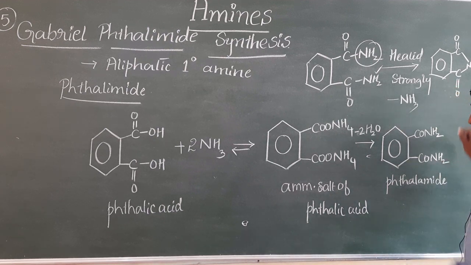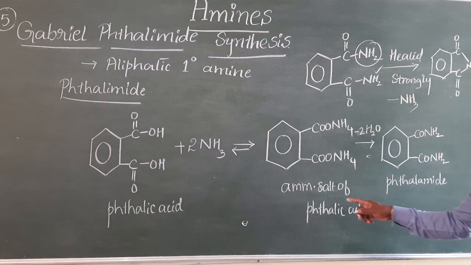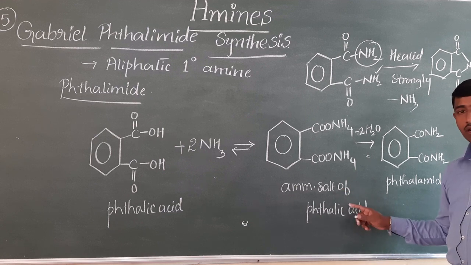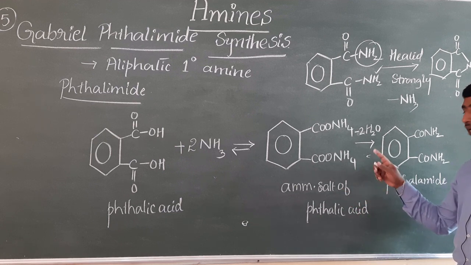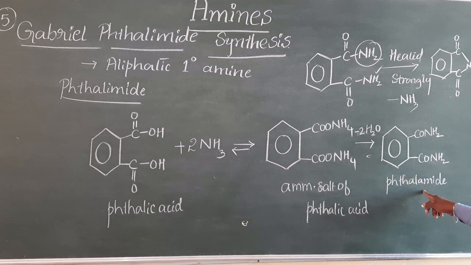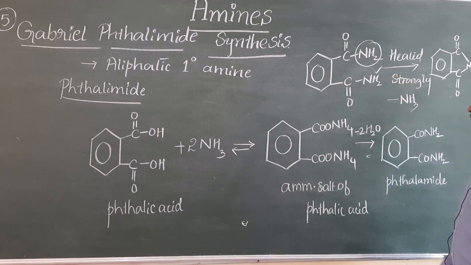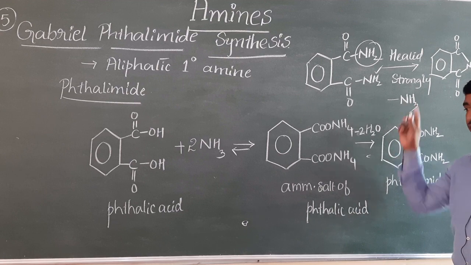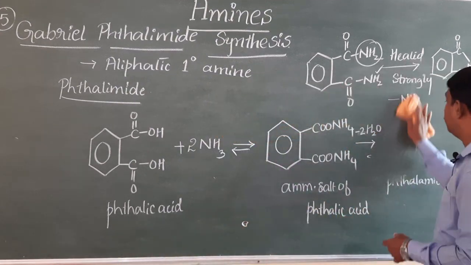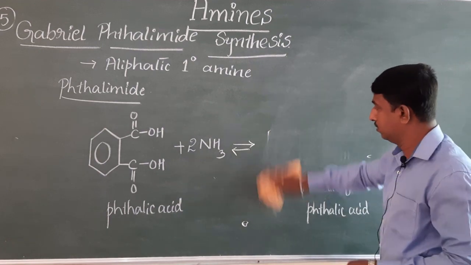So reaction of phthalic acid with ammonia initially will give you the ammonium salt of phthalic acid. The ammonium salt of phthalic acid readily loses 2 molecules of water on heating, giving phthalamide. Phthalamide on further heating, or on strong heating, loses ammonia, forming phthalimide. Now this is the compound which is required for Gabriel phthalimide synthesis.